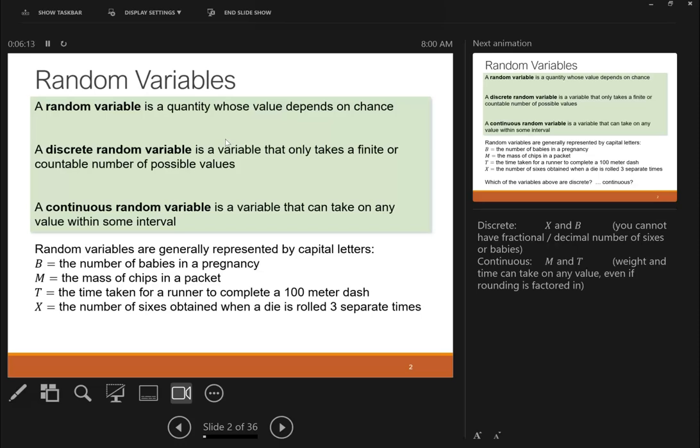Okay. T is the time taken for a runner to complete a 100-meter dash. Continuous. X is the number of sixes obtained when a die is rolled 3 separate times. Discrete, right? Everybody feel okay? Okay.